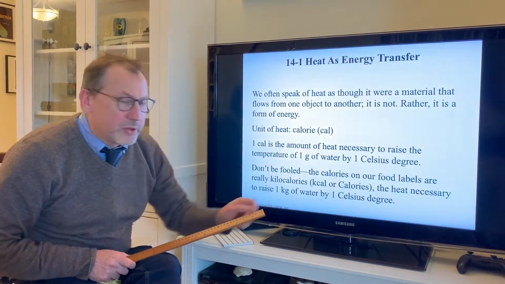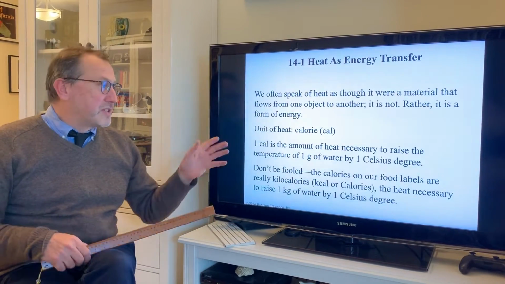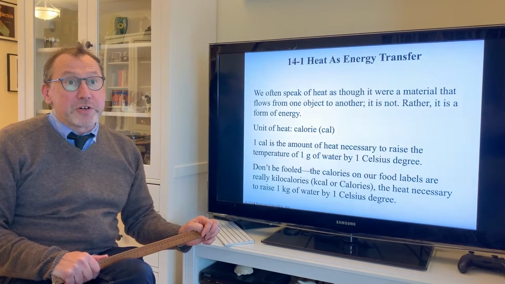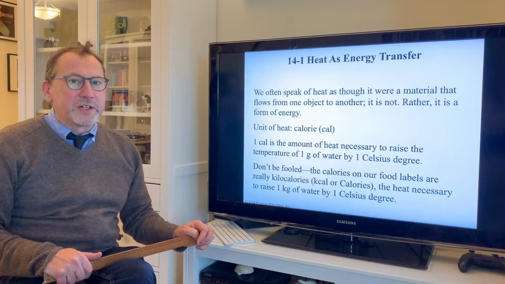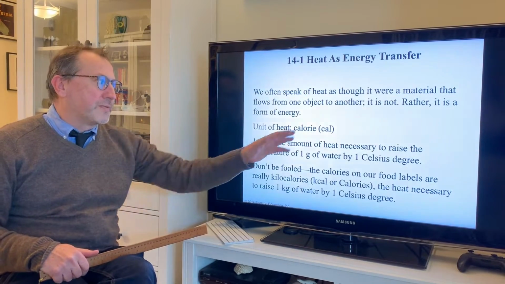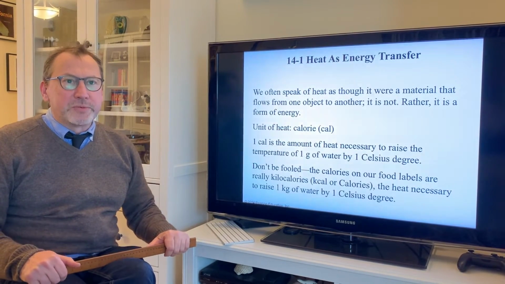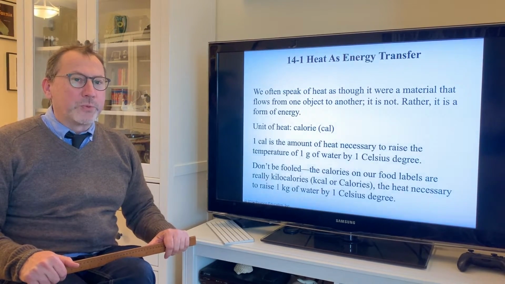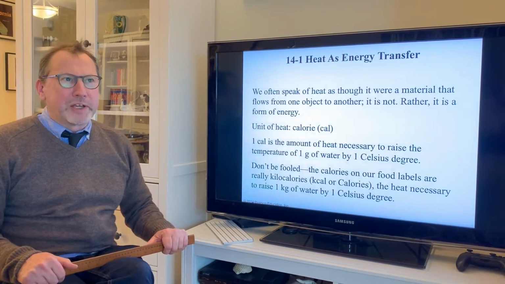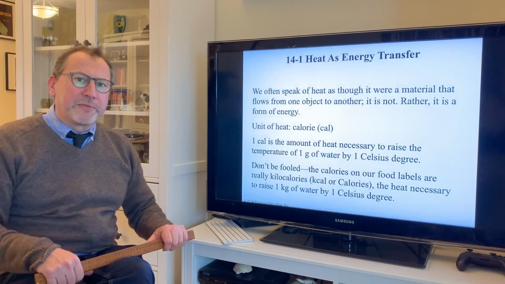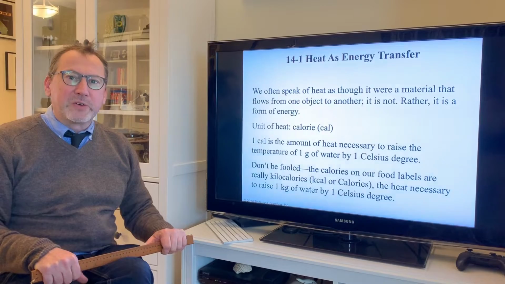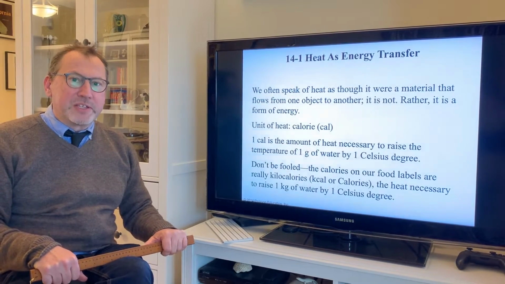by 1 Celsius degree. There is the BTU, which is a British thermal unit. That's sort of the British equivalent of the calorie, and a British thermal unit is the amount of energy required to heat 1 pound of water by 1 degree Fahrenheit. And if you ever buy a barbecue or a gas heater for your house, they're often rated in BTUs.